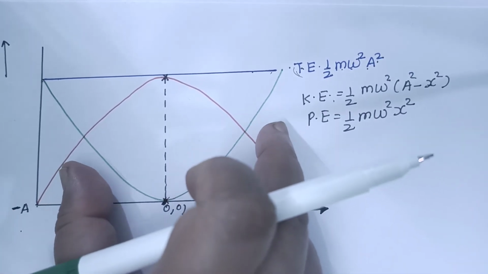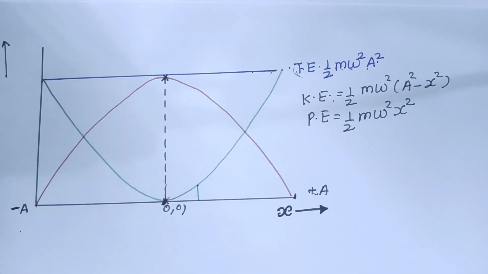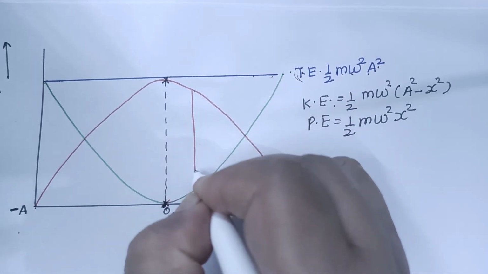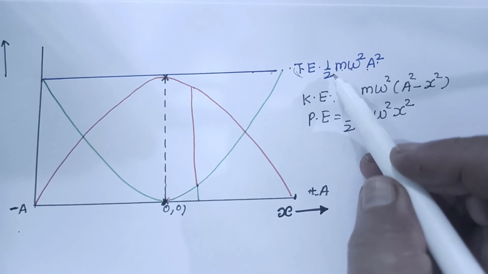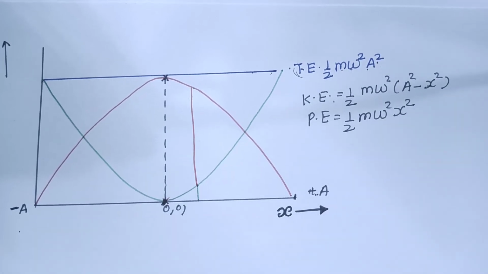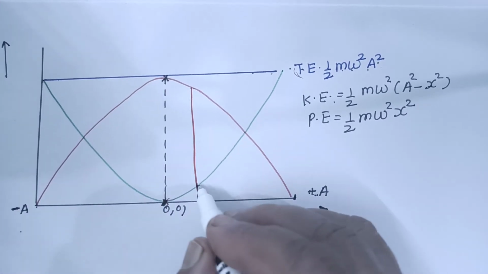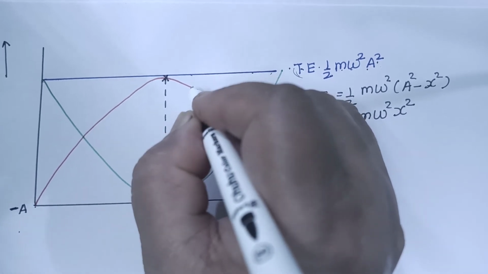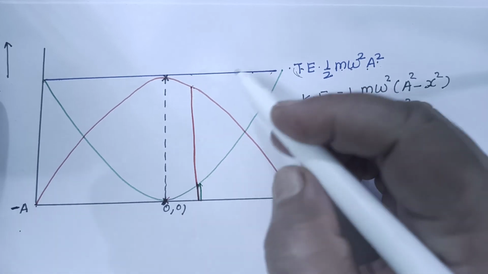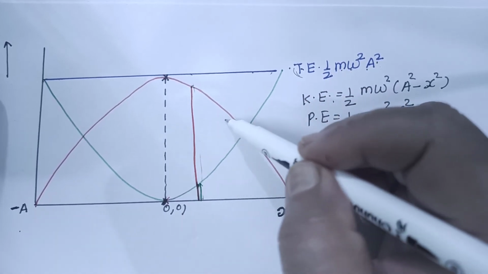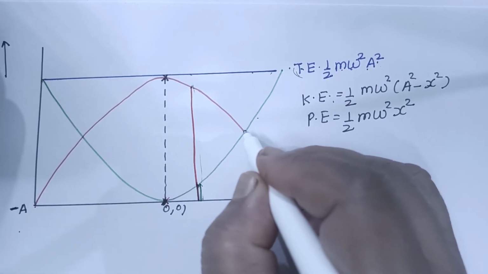So this is the variation of kinetic energy and potential energy, and along with it, at any point, the sum of kinetic energy plus potential energy is equal to the total energy, that is half m omega square a square. So if you add this value and the potential energy equal to this value, then the sum will become half m omega square a square. This value here will be added at this point. So total energy at every point of the motion will remain constant, and there is a point where kinetic energy and potential energy are equal to each other.